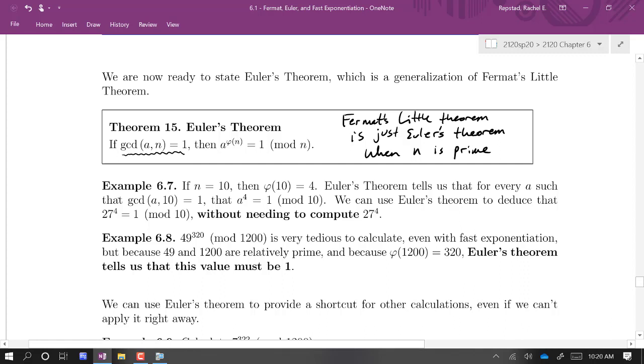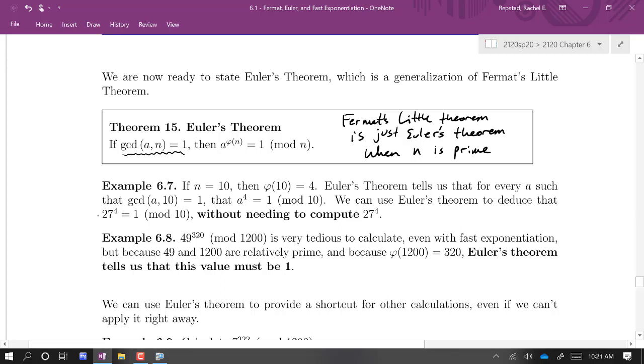Euler's theorem says that as long as a doesn't have any common divisors with 10, so if a is not a multiple of 2 or 5, then a to the 4th power is equal to 1 mod 10. We can use this to deduce that 27 to the 4th power is 1 mod 10. We didn't have to compute 27 to the 4th power. We didn't even need to do fast exponentiation. We didn't have to set up that table.